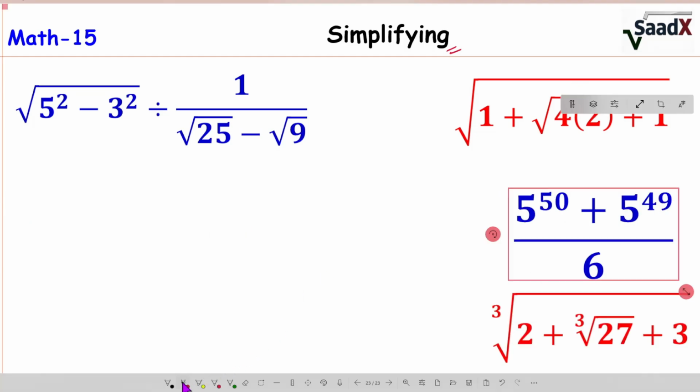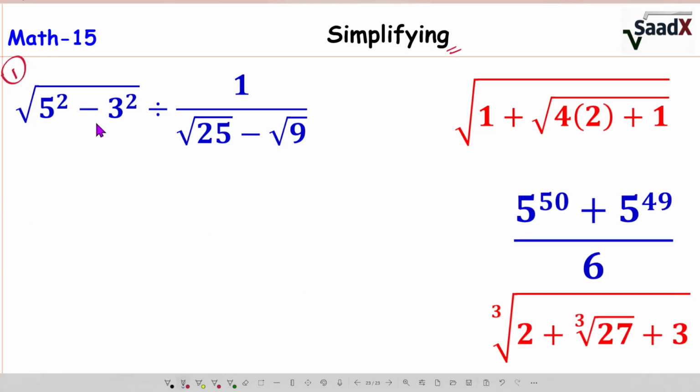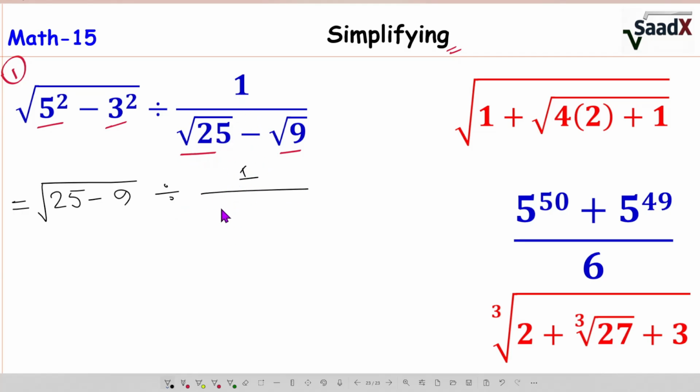Let's start. Number 1. Here is inside square root, 5 square minus 3 square, divide 1 by root 25 minus root 9. So first, square root: 5 square means 25, minus 3 square means 9, divide 1 by root 25, it means 5, minus root 9 means 3.